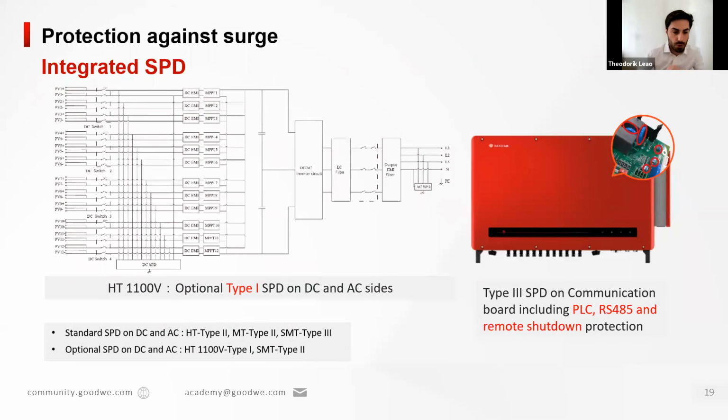What is good from GoodWe is that our inverters all include some type of SPD. In our C&I segment and utility segment, usually the standard SPD on both the DC and AC side is the SPD type 2. This already gives quite good protection to the system and also reduces the overall installation costs. For the HT series, we also have the option for type 1 SPD on both the DC and the AC side, and we also have a type 3 SPD on the communication board to protect that and all communication devices connected to the inverter.